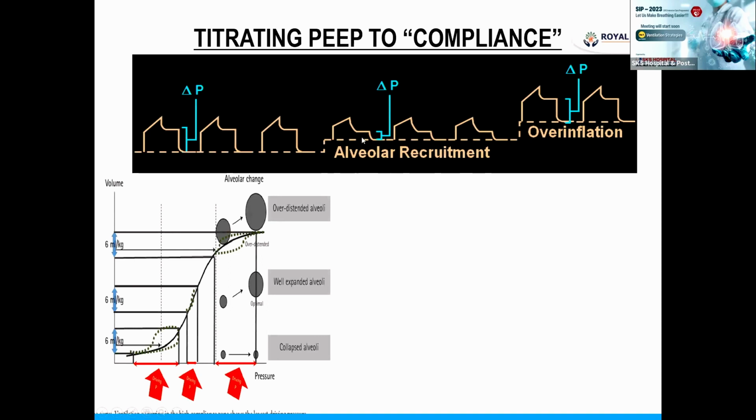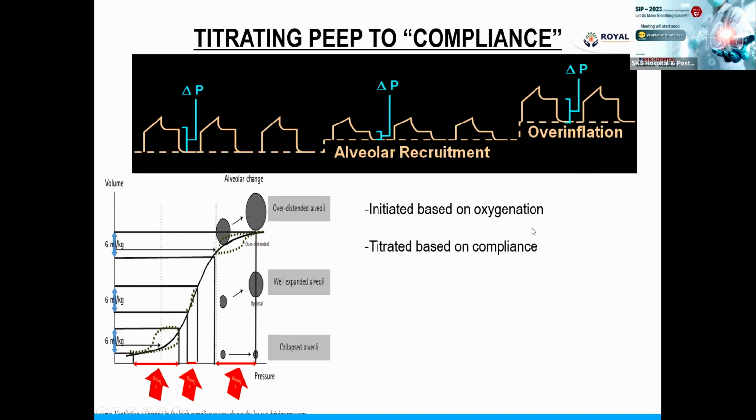Whereas in the same patient, from this point of PEEP, if it is increased further, the delta pressure goes up. The delta pressure is worsening with the increase in PEEP, which means it is overinflation. So it is not a good PEEP. This amount of increase in PEEP is not good. Again, you need to come down to this level of PEEP. So this is how we identify which PEEP is good.